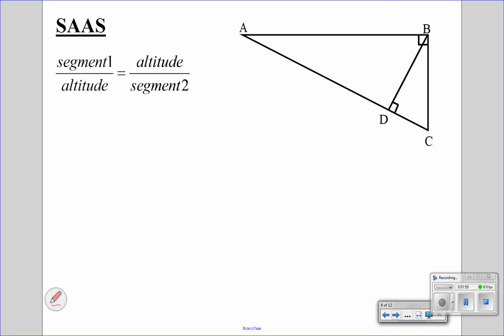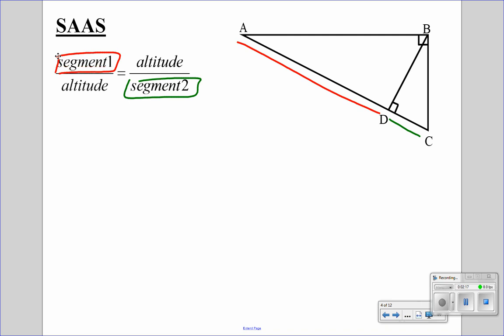Our other shortcut today is SAS, which is segment 1. Our segment is a part of our hypotenuse, but not the entire thing. So we're going to make segment 1 AD. We're going to make segment 2 the other part of our hypotenuse, so DC. It doesn't matter which order you do those in. And then your altitude, which is BD.